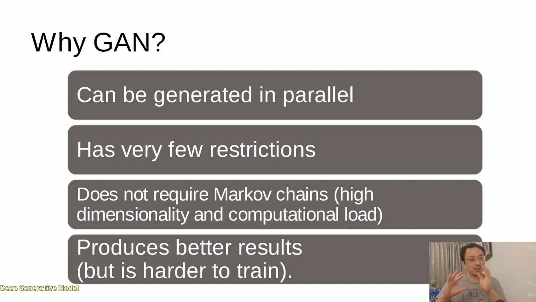But this is in contrast to generative flows, because generative flows need spatial kinds of layers in order to do the inverse backpropagation or to do the inverse layer.